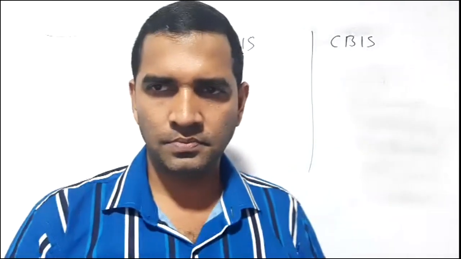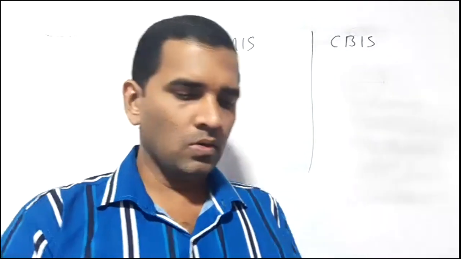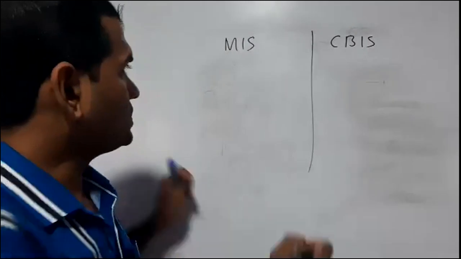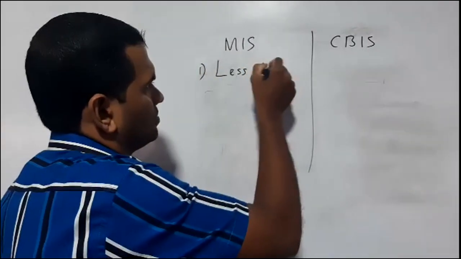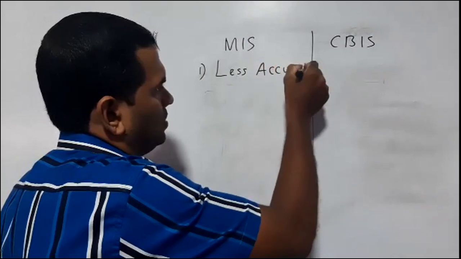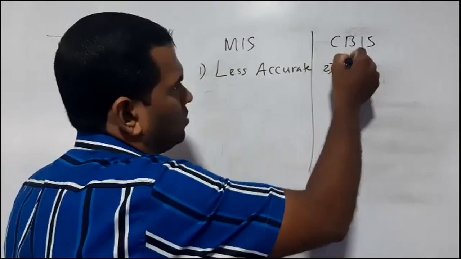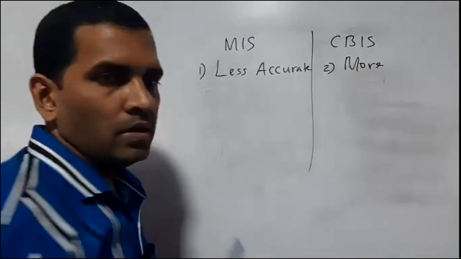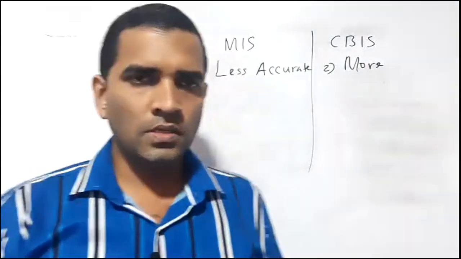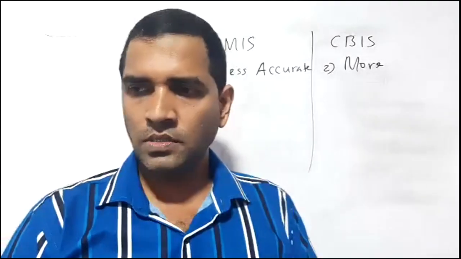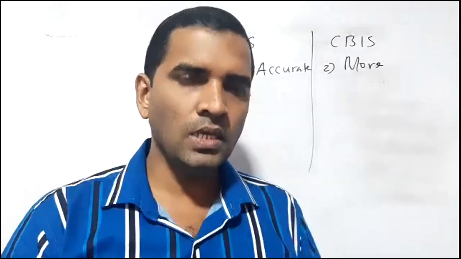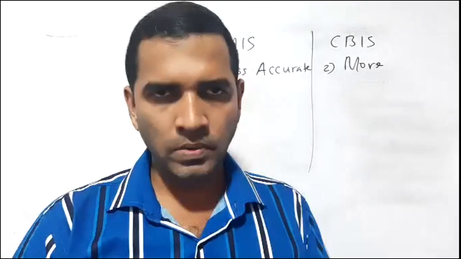Sir, less accuracy. Which one is less? MIS. Okay, so MIS has less accuracy, right, so CBIS has more accuracy. Okay, so this is correct because in manual information system, all the things were done or are done by people.